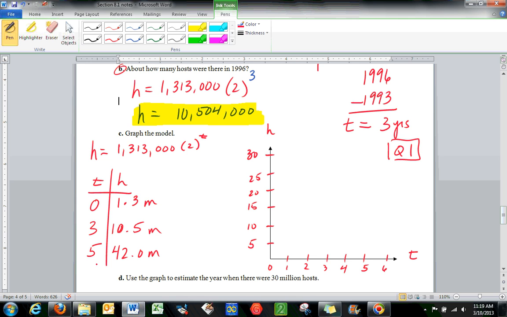Or you could do it by 10s as well, and 10, 20, 30, 40, and that would be a little bit better picture of what we're dealing with here. So let's take a look. We're going to graph 0, 1.3 million, so that's going to be somewhere in here is a good guesstimate. Then we're going to go to 3 and 10.5, which is, again, a good guesstimate since we're not working on a really sharp graph. And then we're going to go to 5 years and 42 million. And, of course, that's probably going to be up there somewhere.